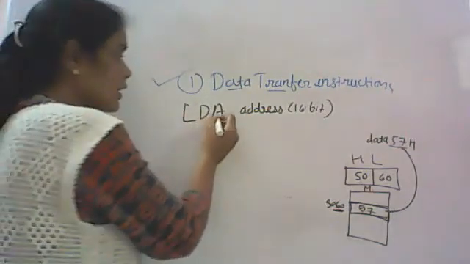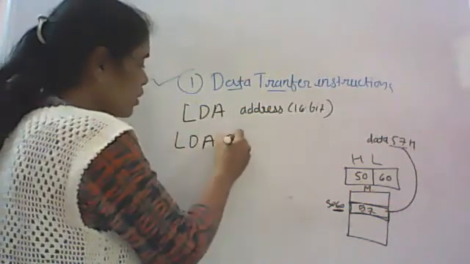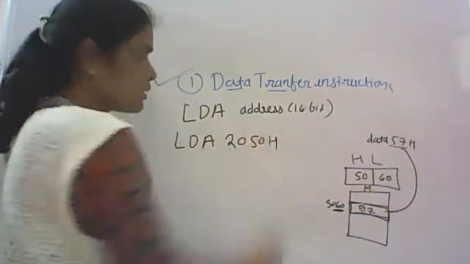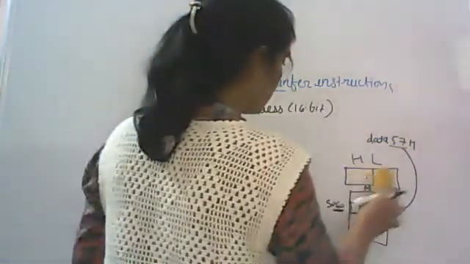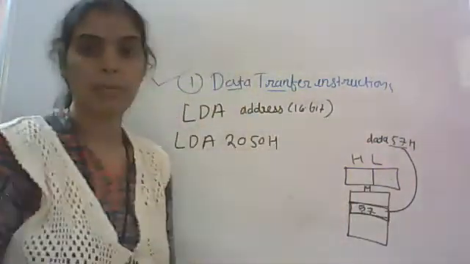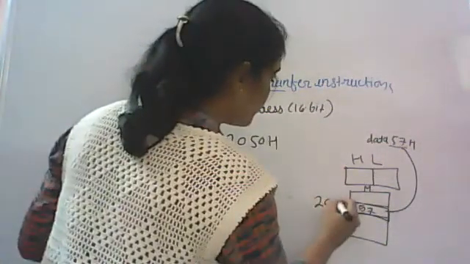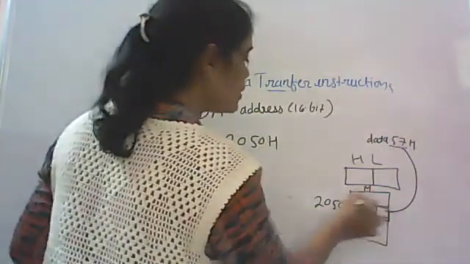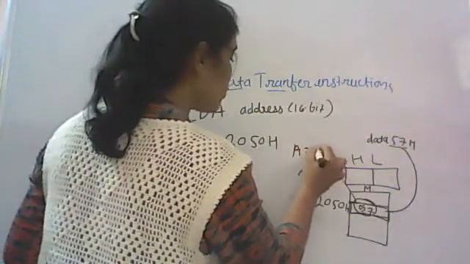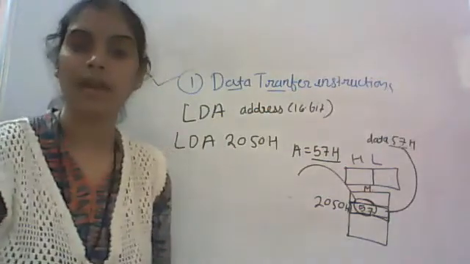Okay, so LDA, for example, LDA 2050 hex. Okay, so in 2050 hex, the memory contains 57, and this 57 is stored in accumulator. This 57 hex stored in accumulator.